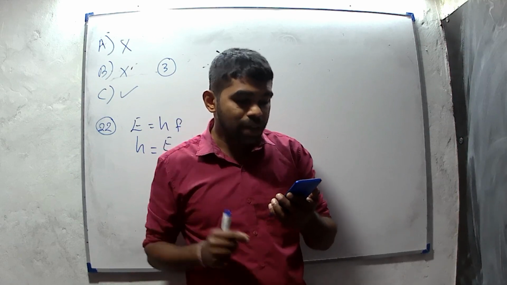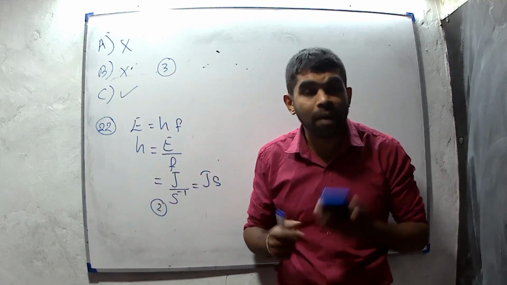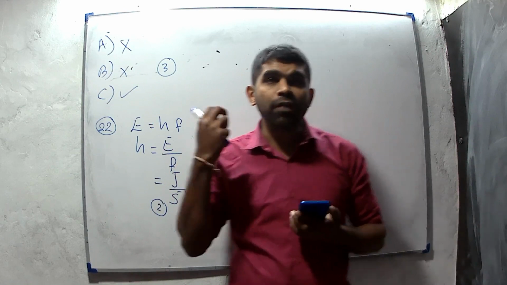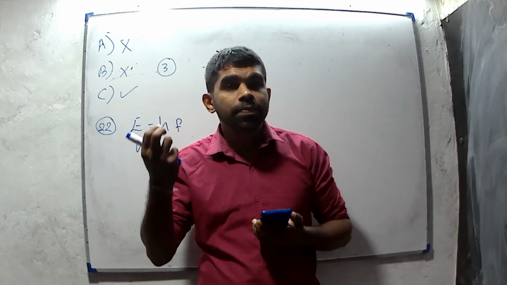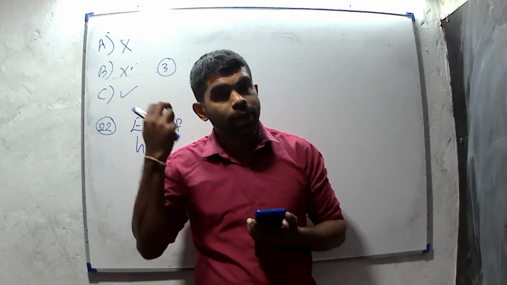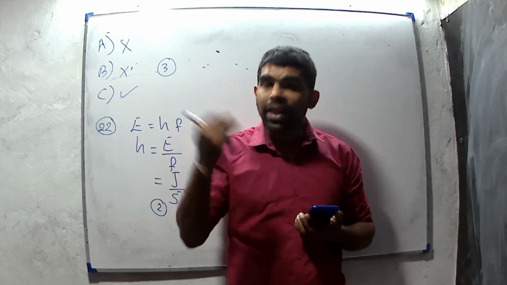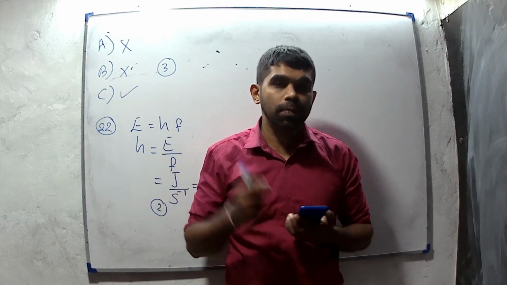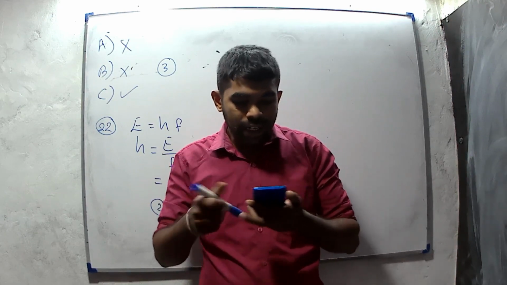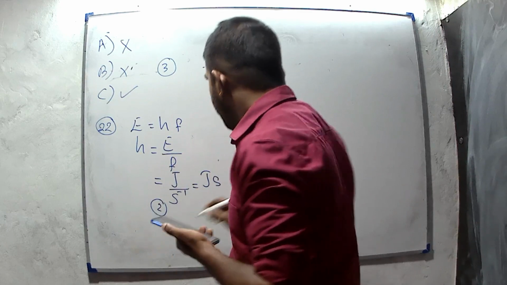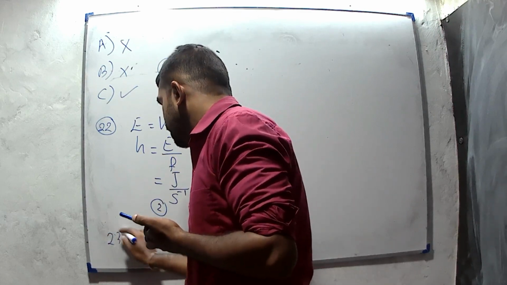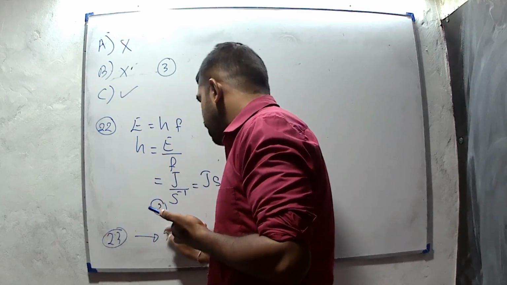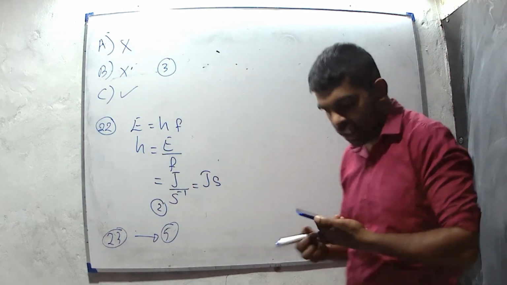Finally, fifth answer, power. We can't measure power using joules because it is energy per second. Energy divided by time. We can measure power in joules per second, or we can use watt to measure power. Then fifth answer is the answer for question number 23.